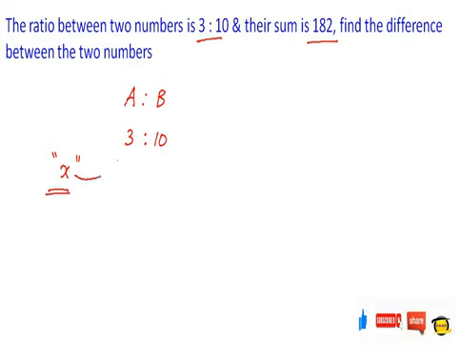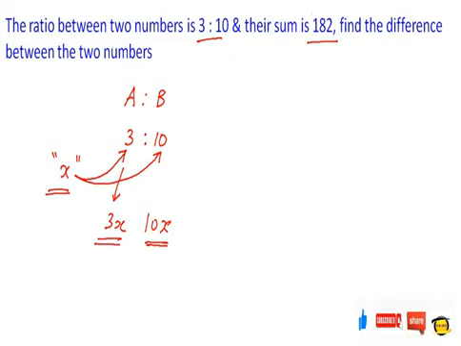So what is going to be the first original number? 3 multiplied by x, which is 3x. And what is going to be the second number? x multiplied by 10, that's going to be 10x, right? So now we can assume that these two are the original numbers.